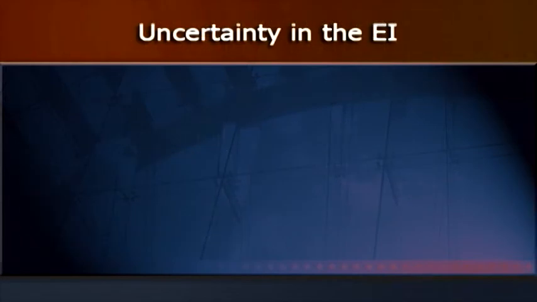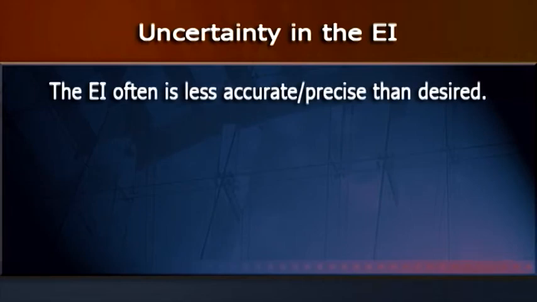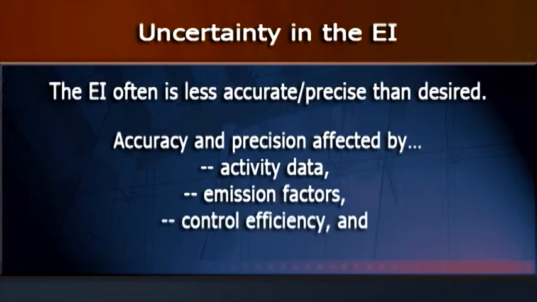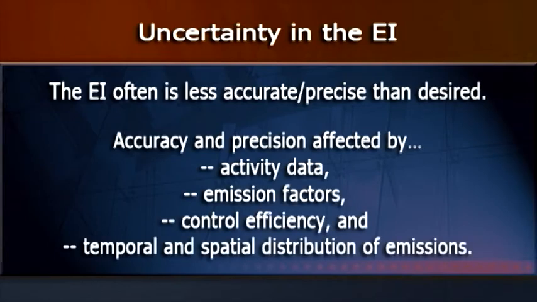Let's talk a bit about uncertainty in the inventory. The emission inventory often is less accurate or precise than desired. Its accuracy and precision is affected by how well we can characterize activity data, emission factors, control efficiency, and the temporal and spatial distribution of emissions.